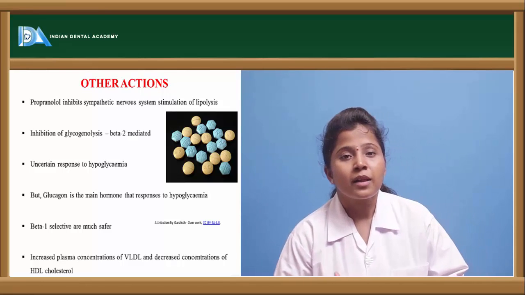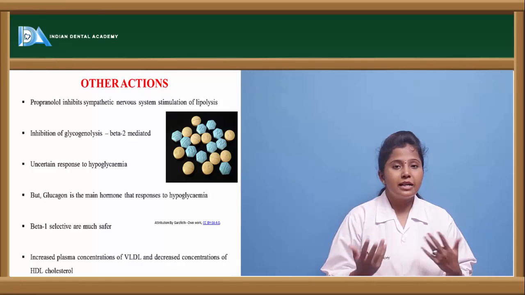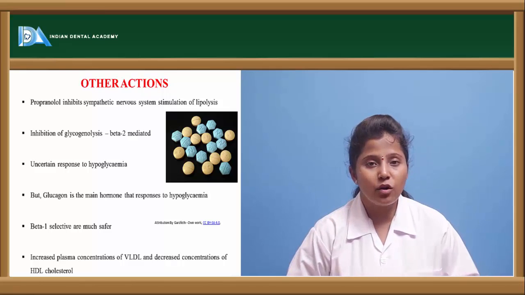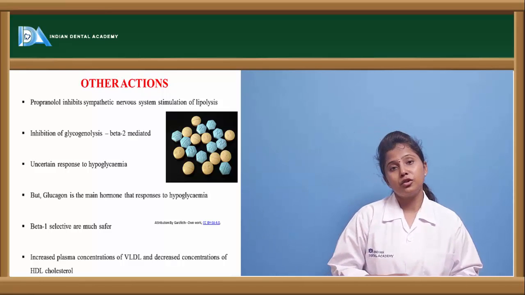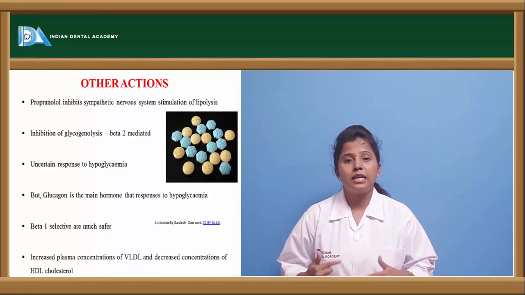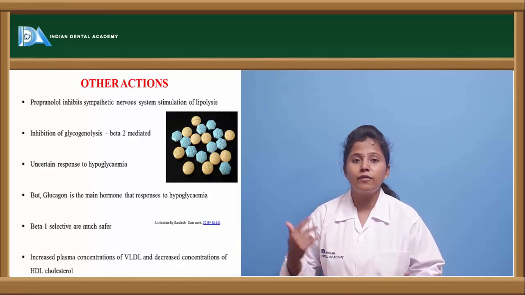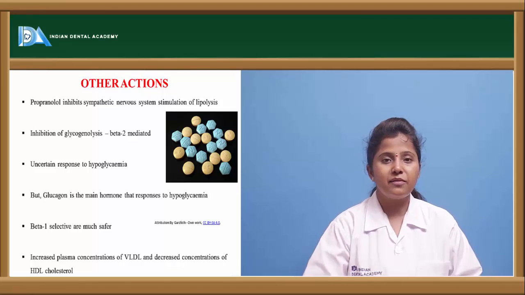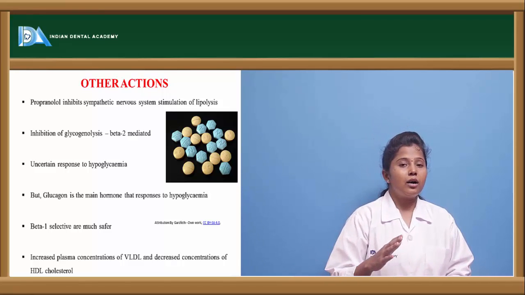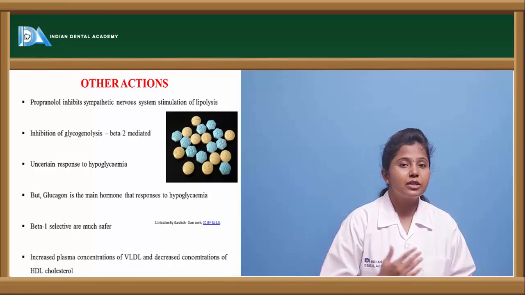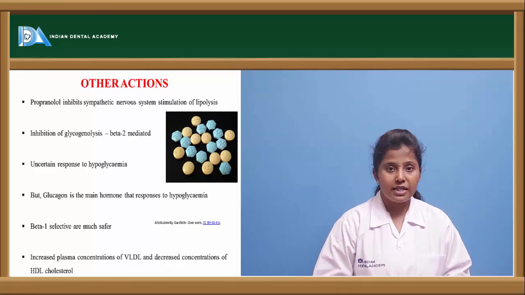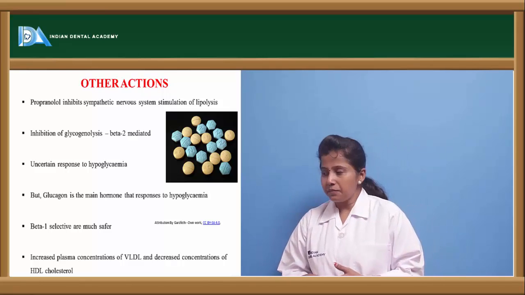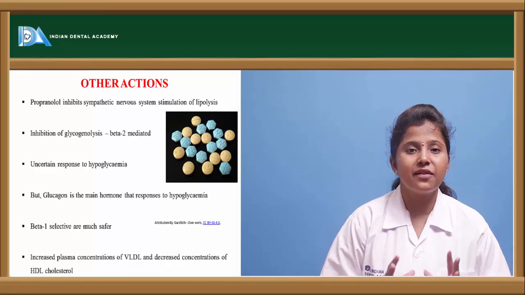So as I told you, propranolol inhibits sympathetic nervous system activity as it is a beta receptor antagonist, but here it shows stimulation of lipolysis. So the lysis, or the breakdown of lipids, is more, and there will be inhibition of glycogenolysis. In the previous slide itself we saw reduced exercise capacity, where it leads to reduced glycogenolysis because of the beta-2 receptor mediated action. And hypoglycemia conditions are very rare.